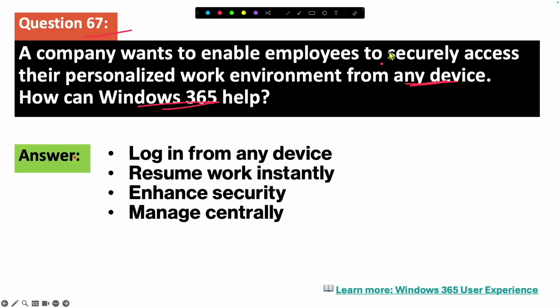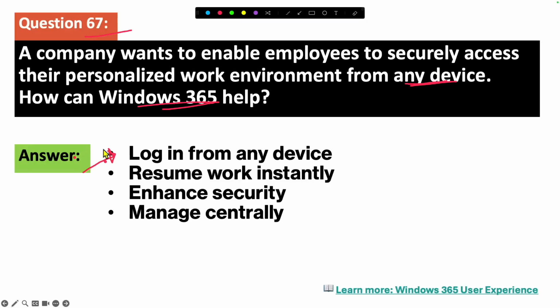First, the company wants to enable employees to securely access their personalized work environment. To do that, Windows 365 offers the first option called login from any device. It doesn't matter where they are signing in from, as long as they have internet connectivity and a web browser, they can connect into Windows 365. It is super simple, super effective, super quick. If they want a different experience, like an app-based experience, which is quite good if you have multiple monitors, then you can download the remote desktop client or the Windows 365 app from the store.